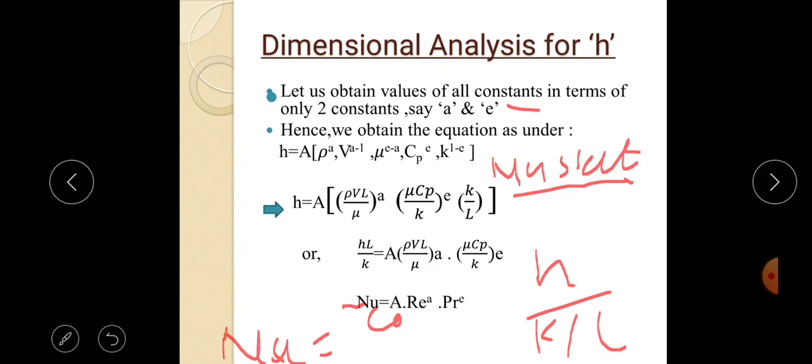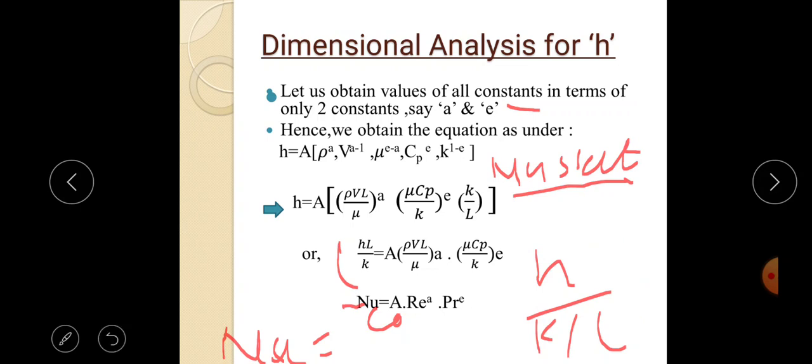Nu is the Nusselt number. It is the ratio of convective to conductive heat transfer coefficient, and it can be written like HL by K. We have substituted for this. L will go up. So this is HL by K equals Nu. H is the heat transfer coefficient, K is the thermal conductivity, L is the characteristic length.